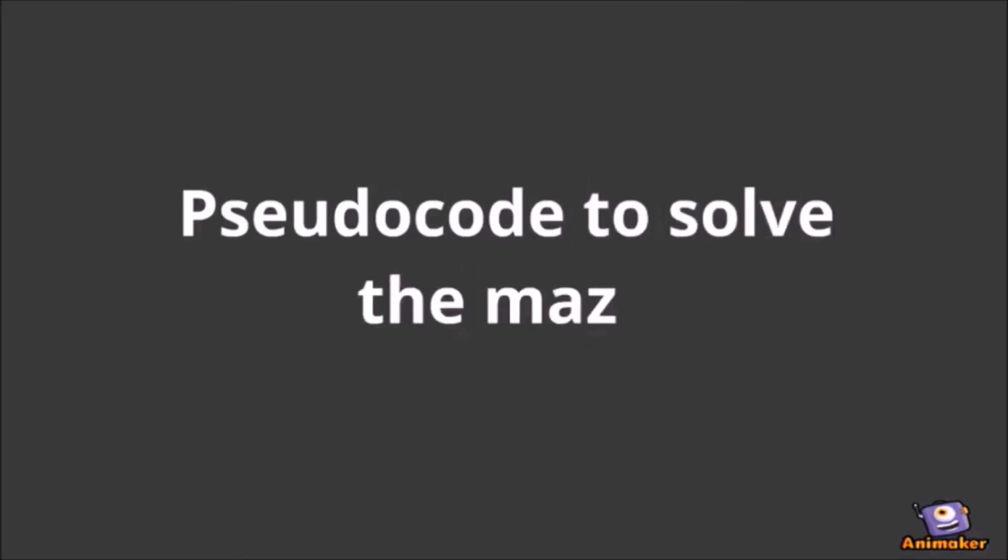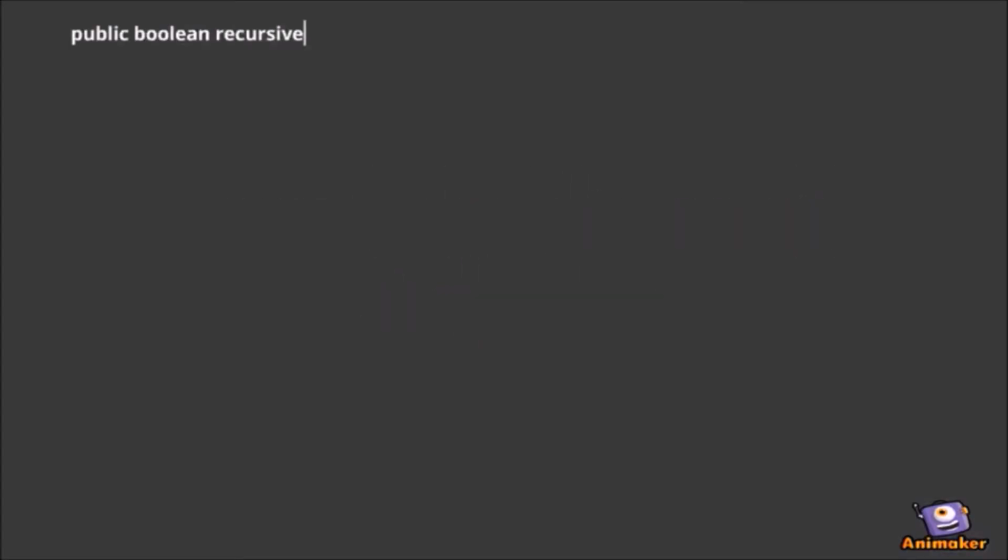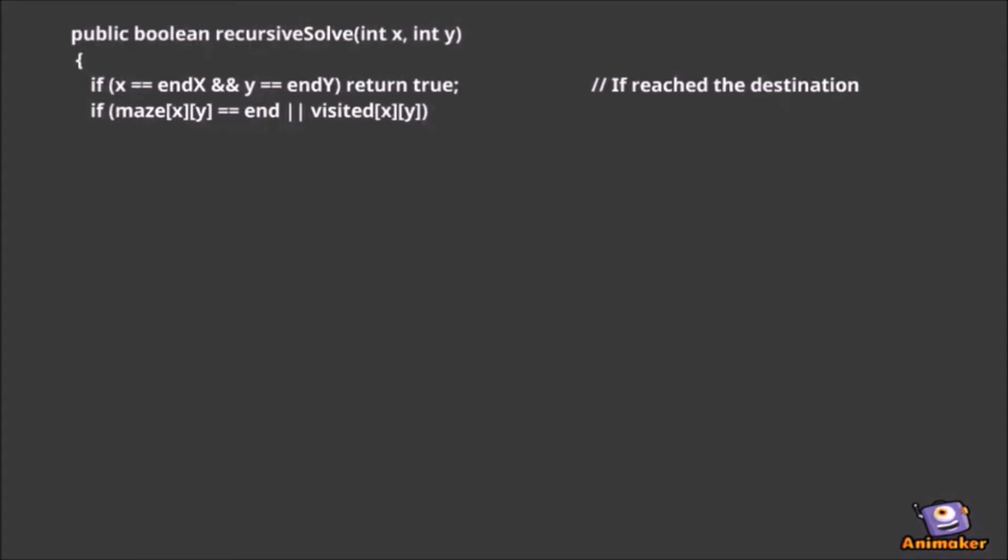Pseudocode to solve the maze. Using the function we are recursively checking for the solution. First we are checking if we are at the destination, then a condition to check if we have reached a dead end. If yes, we are going to perform backtracking.